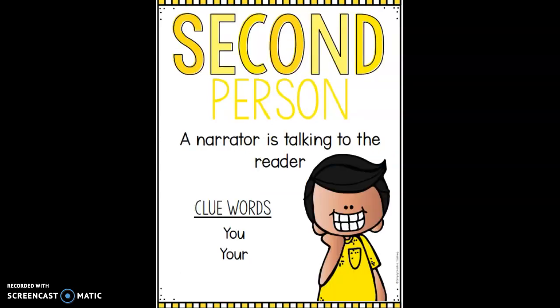The next point of view that we're going to discuss is second person. This is when a narrator is talking to the reader, and these clue words are you or your.